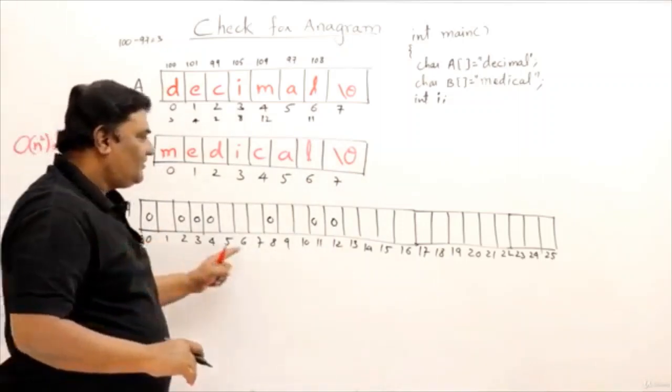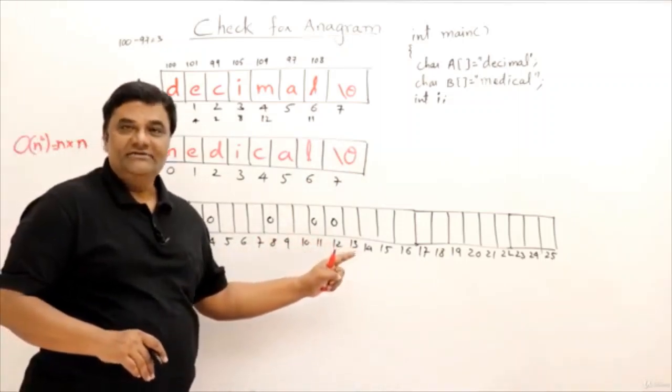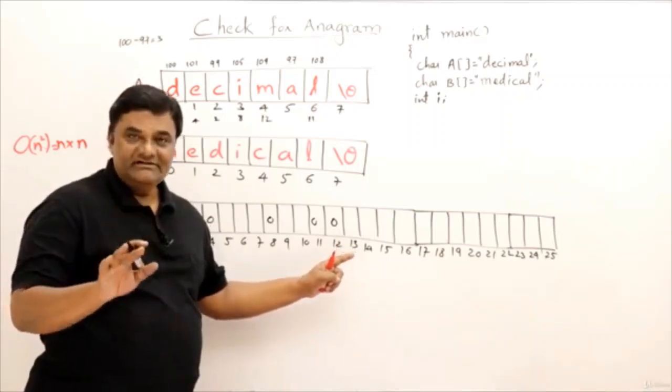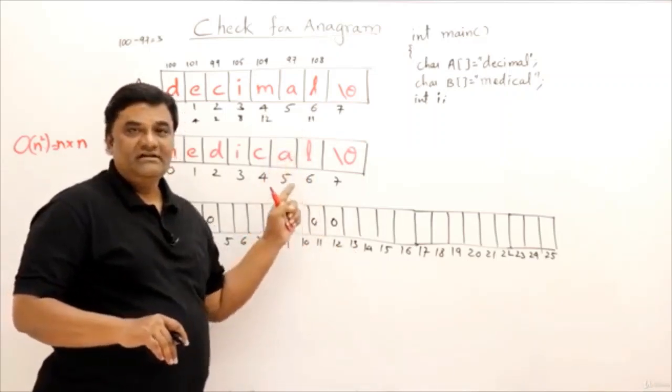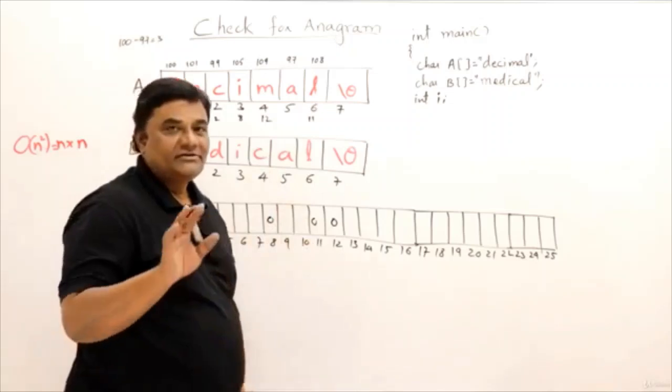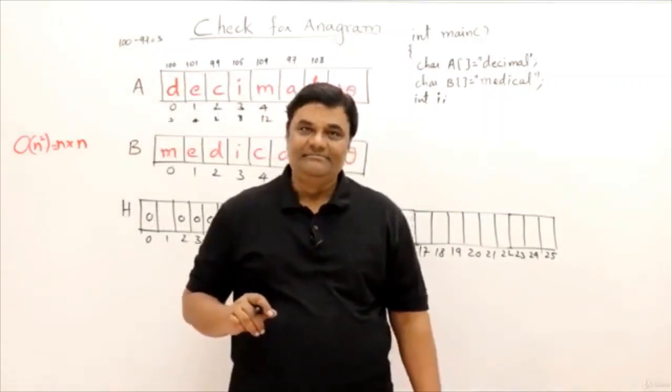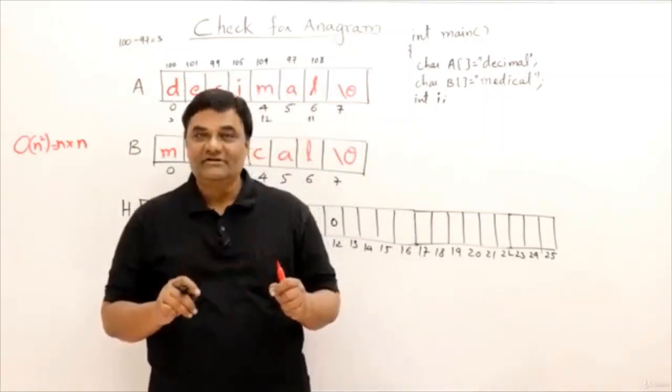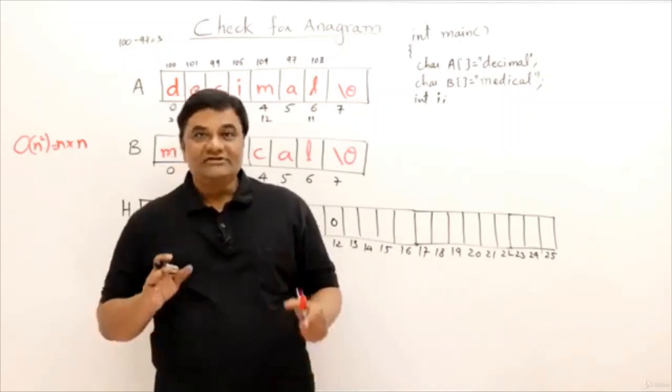Now, we never got a -1 value. It means all the characters are available as they are here. So these two strings are anagram. If we got a -1, we can stop then and there. So this is the procedure.